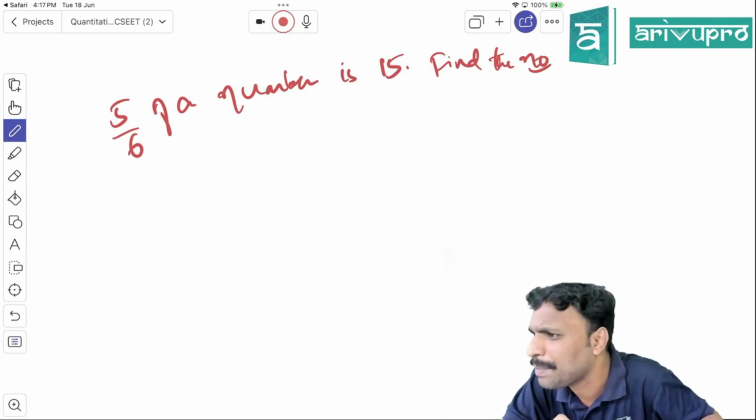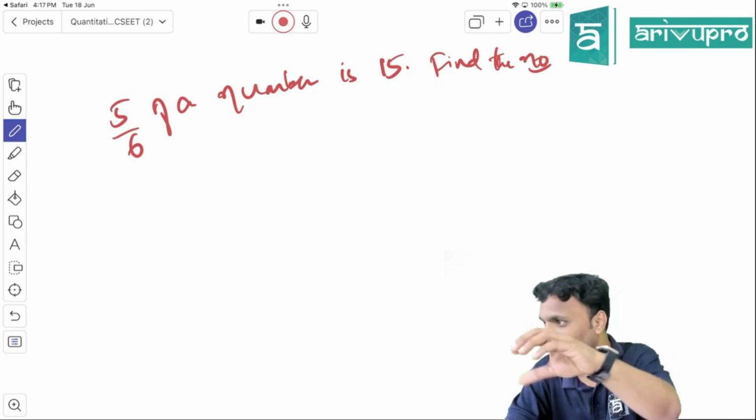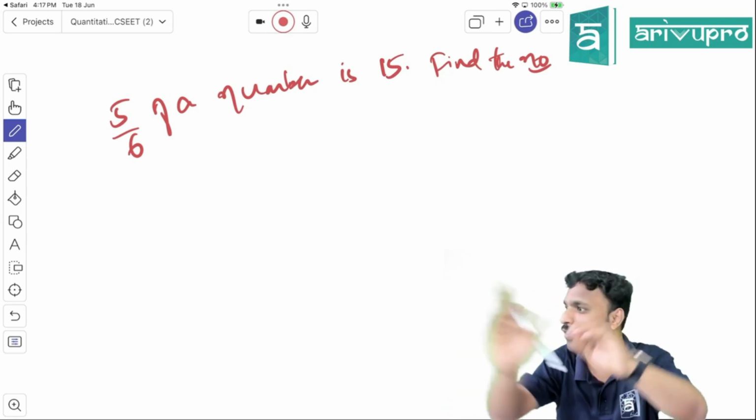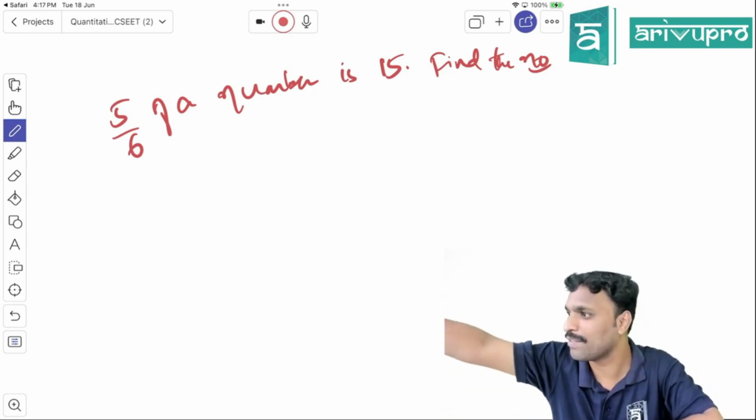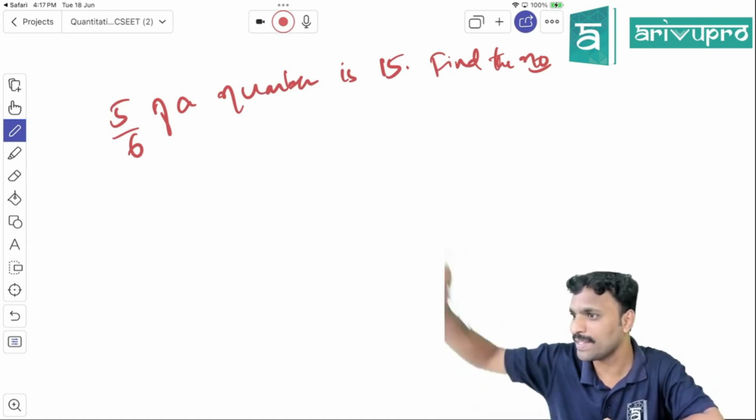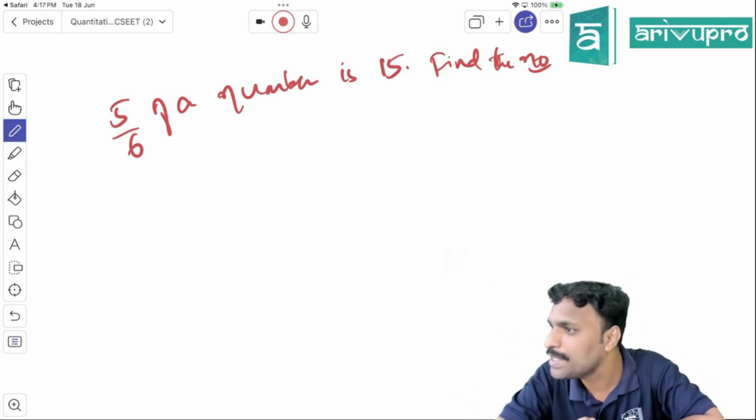Are you getting it? 5 by 6 into x is equal to what? 15. 5 by 6 becomes what? 6 by 5 into 15. 5 1s are 5, 3s are 15. 6 3s are how much? 18. Are you getting it? Clear?